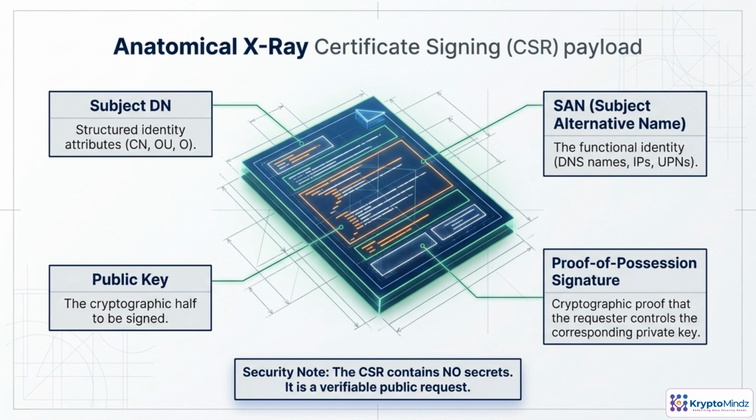A certificate signing request is essentially an X-ray of the certificate you want. It carries identity, the subject DN, which is your structured name, and the SANs, which are the DNS names, IPs, or UPNs clients will actually connect to. It also embeds the public key that the CA will certify, and it's signed with the requester's private key, proving possession of that key. What's not in there is the private key itself. A CSR is safe to share. It's a verifiable public request, not a secret.